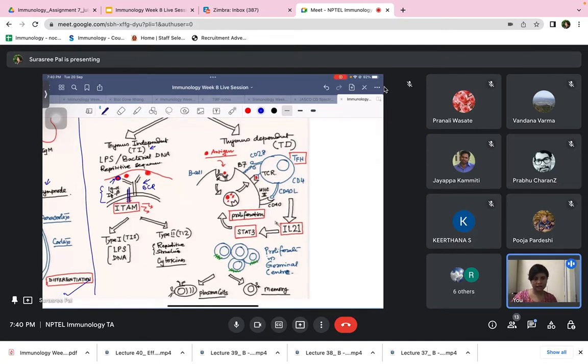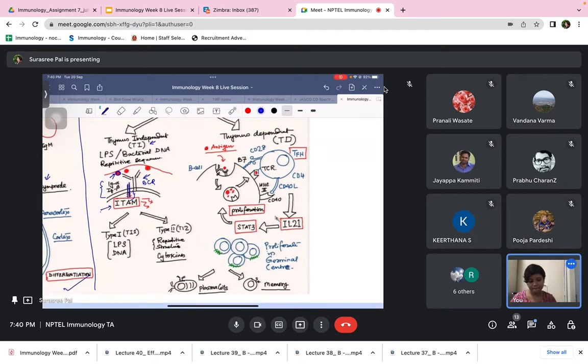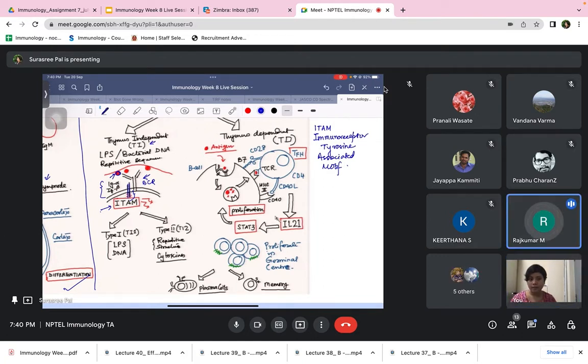These Ig alpha, Ig beta molecules have a cytosolic part and they also have the extracellular part of these chains, right? And in the cytosolic part there is this motif ITAM, immunoreceptor tyrosine associated motif. So these motifs are present on the cytosolic domain.